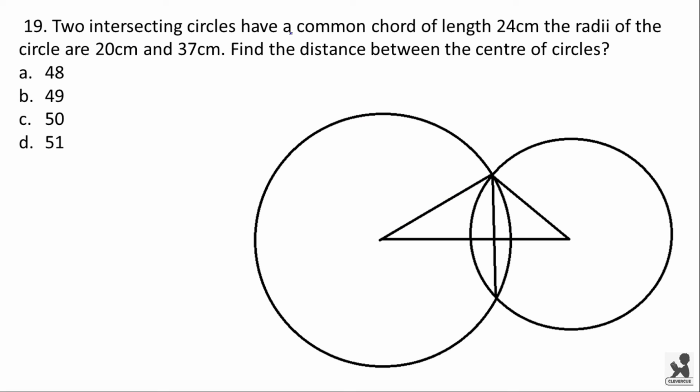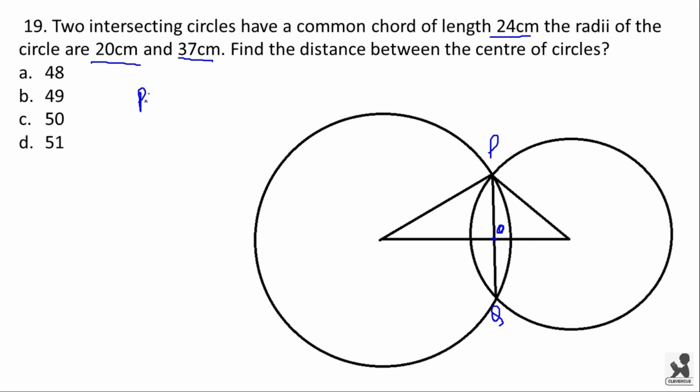Two intersecting circles have a common chord of 24 centimeters. The radii of the circles are 20 centimeters and 37 centimeters. Find the distance between the centers. Okay, now here let this point be P and Q, and this be O. This intersecting point of the line connecting the centers and the common chord is O.